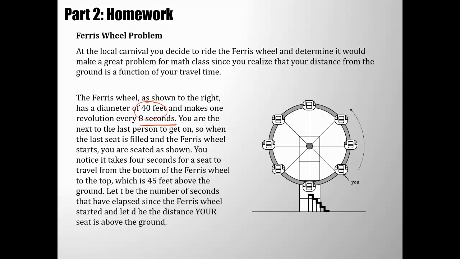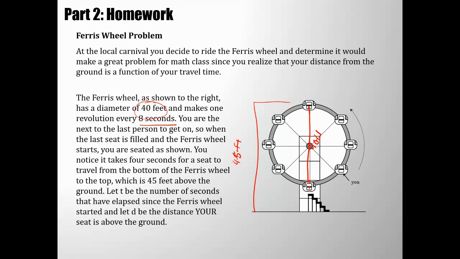You are the next to last person to get on. So when the last seat is filled, the Ferris wheel starts. You are seated as shown, right? Because it's going to move, so we can see which way it's going. You notice it takes 4 seconds for a seat to travel from the bottom of the Ferris wheel to the top, which is 45 feet above the ground. So from here to here is 45 feet. The diameter is 40, right? So from here to here, it's 40.